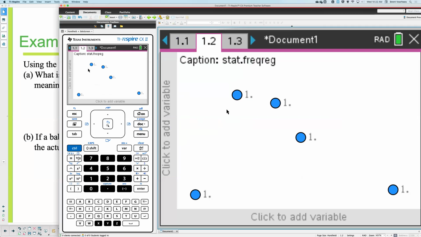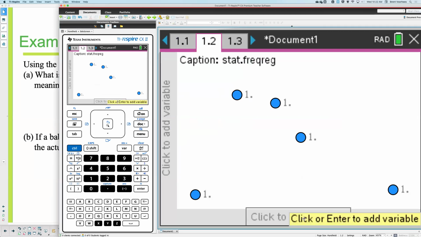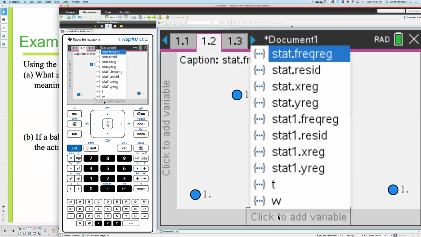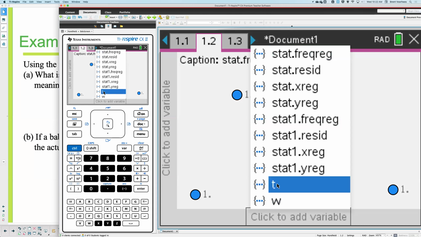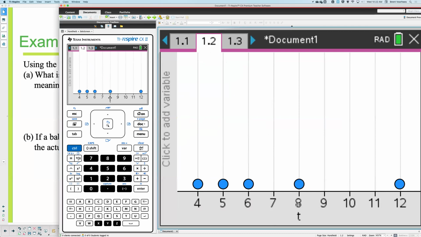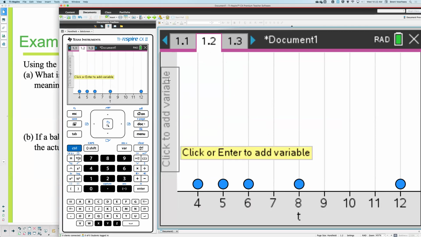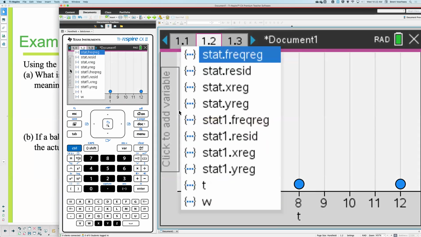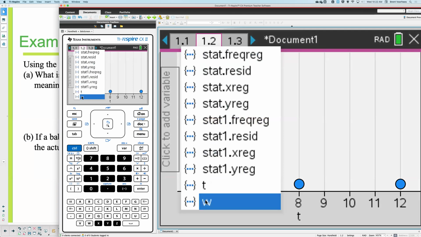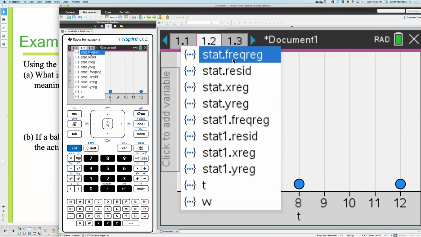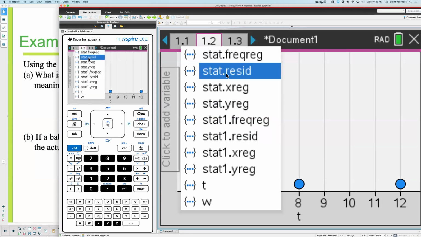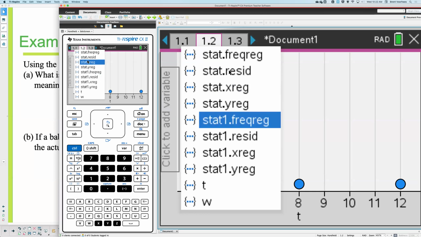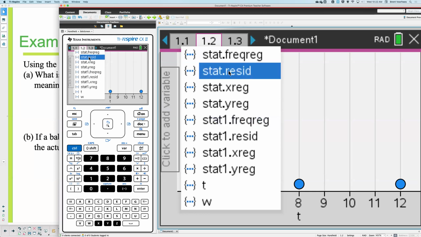Now, what you're going to do is down the bottom, it says click to add a variable. Click on the x-axis. Which variable was our x? Do you remember? It was t. Choose t there. Now, on the y-axis, we're not going to choose the weight. The w would show us the actual point. I want the residual. So if you look through here, I want you to go to stat.resid. Now, I'm not sure what this stat resid is, but I'm going to go to the very first one. You see how it says residual?